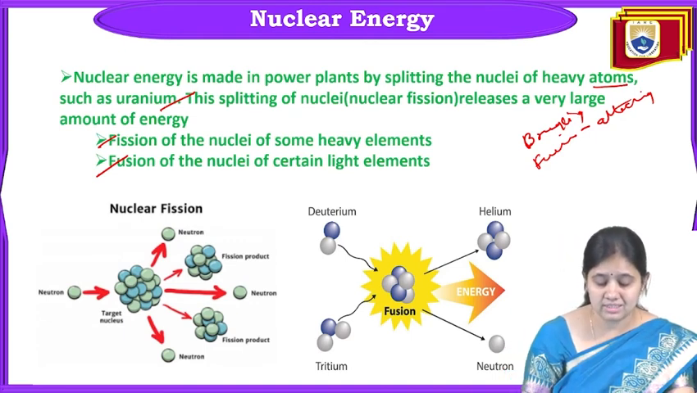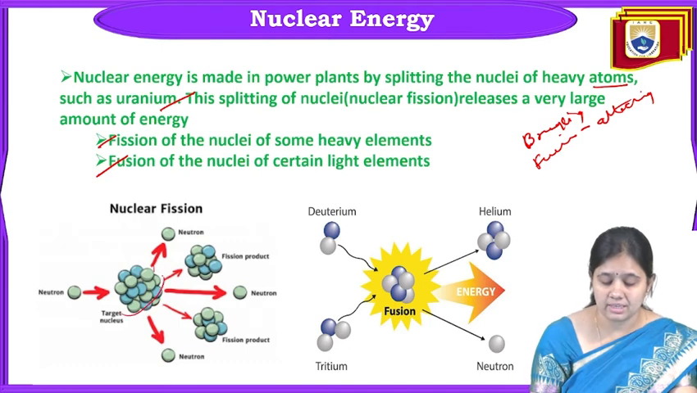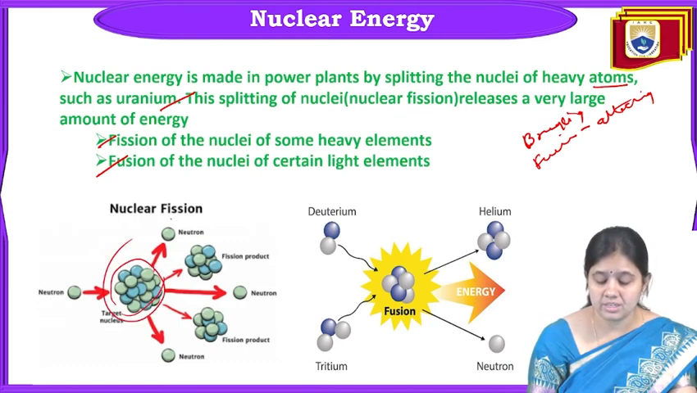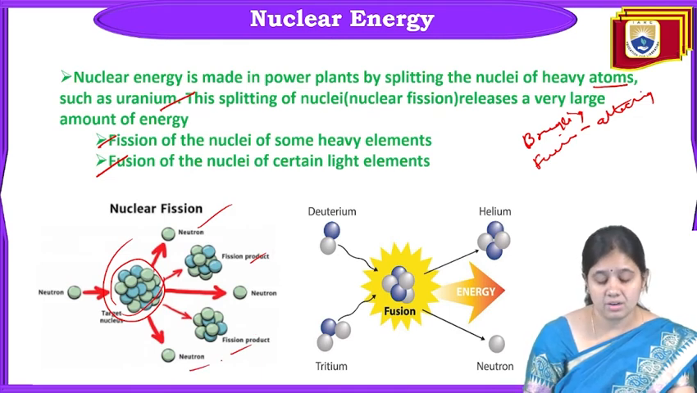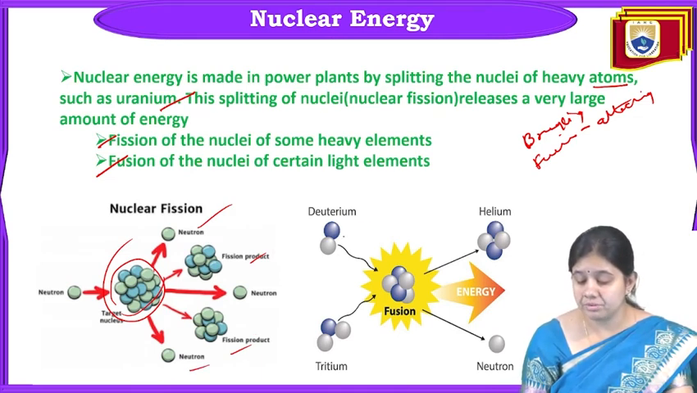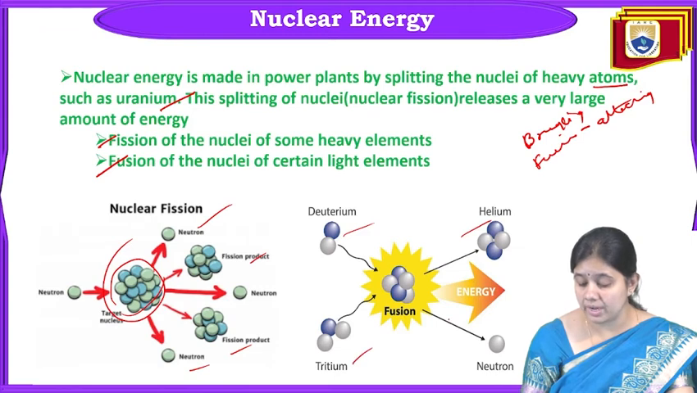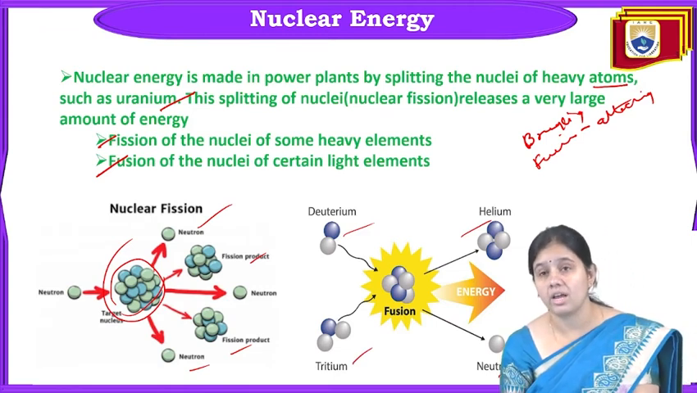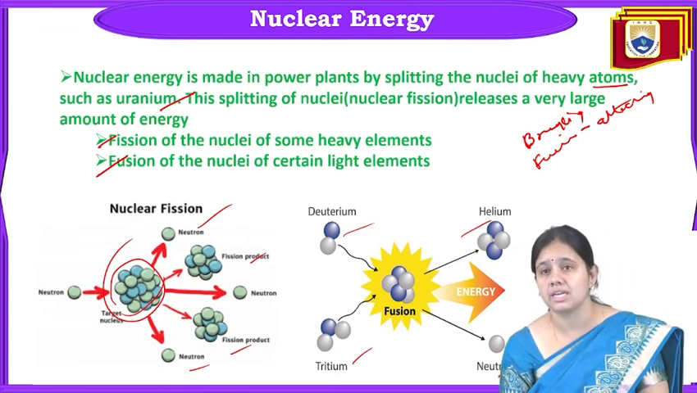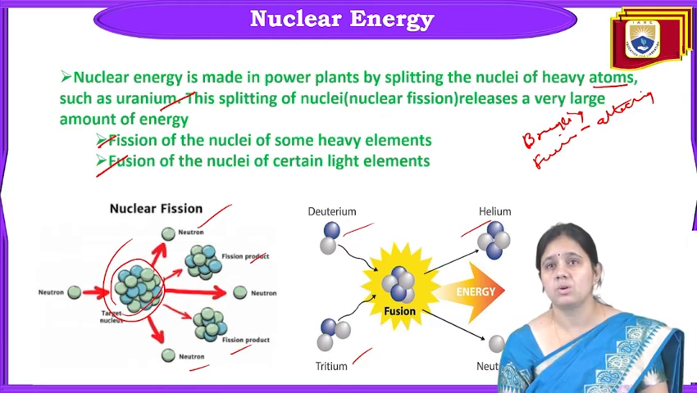So you can see this in the picture. One target nucleus is there, and through the process of fission, fission products and neutrons, lots of products will form. And two deuterium, helium, tritium, and neutron are there. All are fusing and producing energy. So this is all about nuclear energy.